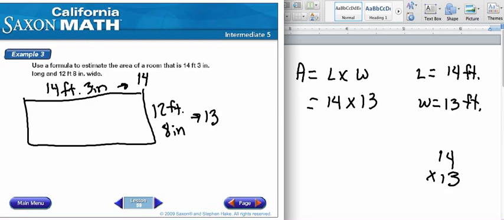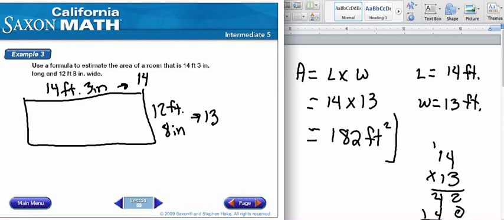I'm going to go over here to solve it. 3 times 4 is 12. 4, 0, 1 times 4 is 4, 1 times 1 is 1. Okay, so my area equals 182 feet squared. So I estimated to the nearest foot and then I multiplied. All right, one more example.